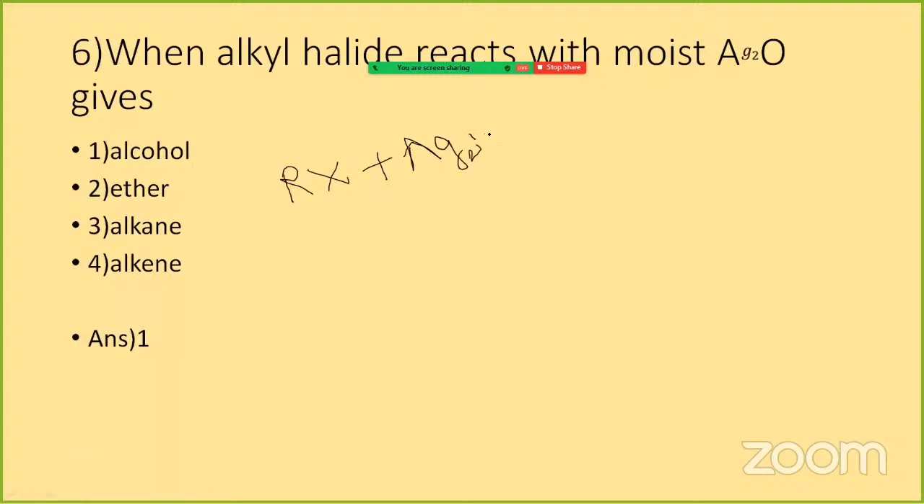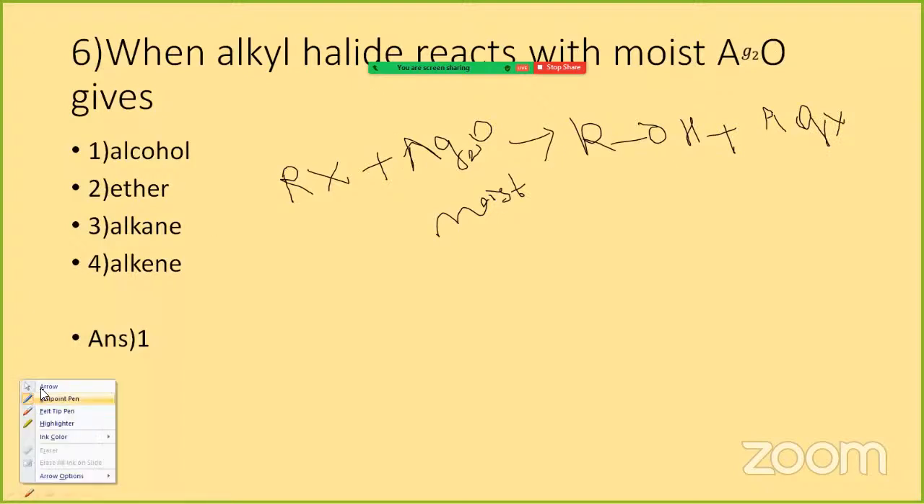Whenever you take the moist condition of silver oxide, then it will compulsorily give you alcohol. You will get ROH, the alcohol, and you will get AgX. Yes, this is our silver salt. So here, when you are using moist silver oxide, we are getting the alcohol.